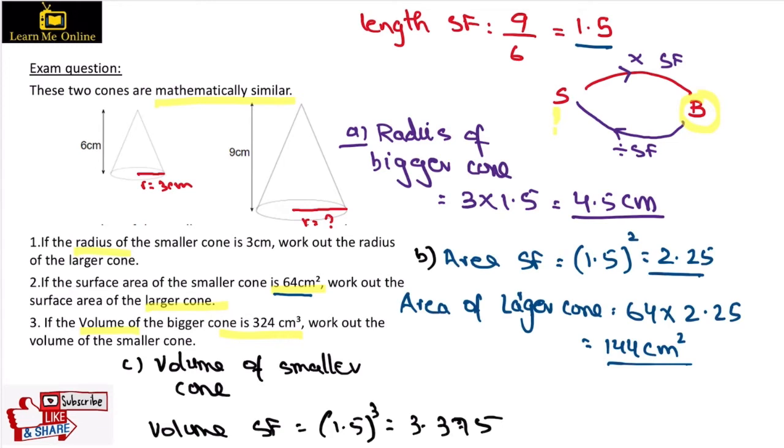Once you know what the volume scale factor is, now you're finding out the volume of the smaller cone. So you do the volume of the bigger cone, which is 324. I'm going to write it down here: 324 divided by the scale factor, which is 3.375. And when you divide them, you get 96 centimeter cube, which is the volume of the smaller cone.